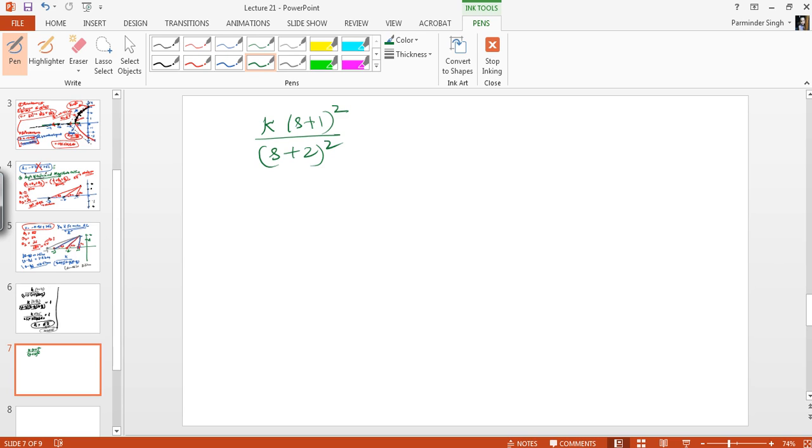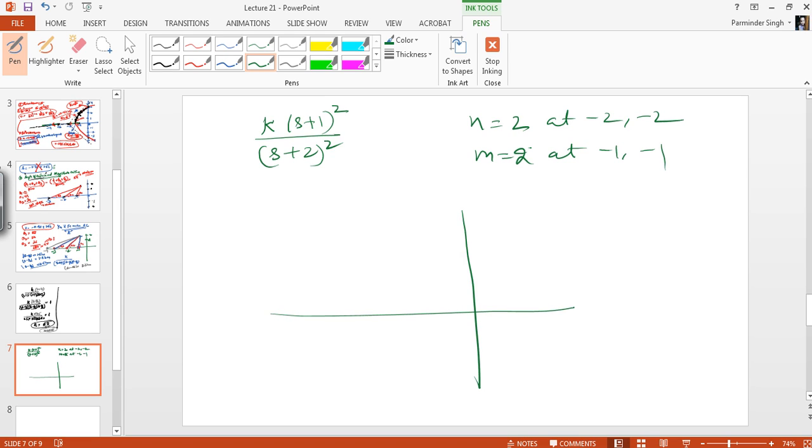Clear? So n is equal to 2 at -2 and -2, m is equal to 2 at -1 and -1. Clear? So root locus is valid for n greater than or equal to m. So there are two numbers, so yes, it is properly valid. So let's say this is -1, -2.